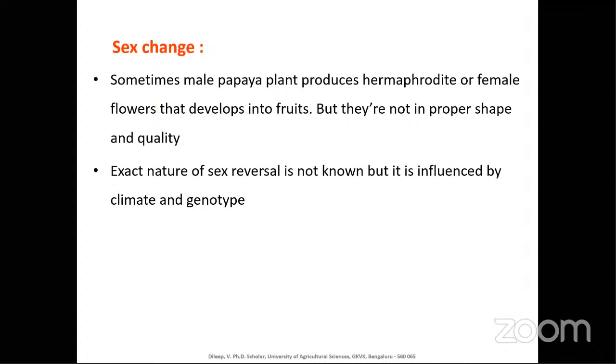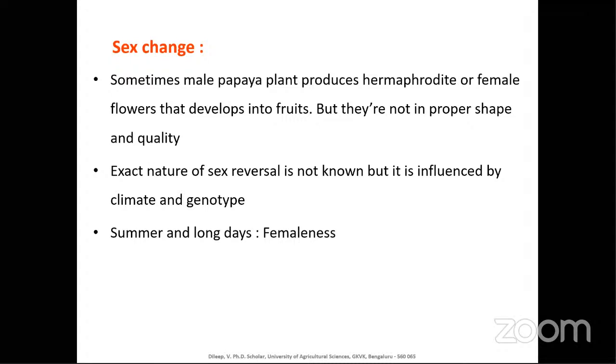And why it is like that, the exact nature of sex reversal is not yet known actually, but it is somehow confirmed that there is an influence of climate and also genotype itself. So summer and long day conditions favor femaleness. This is one of the important things: what characters favor the sex change.